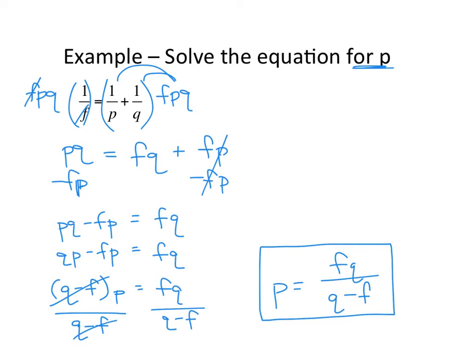It says p equals. We've got to be okay with that it's not a number because our equation had multiple variables in it. This is not something we can solve for a number.